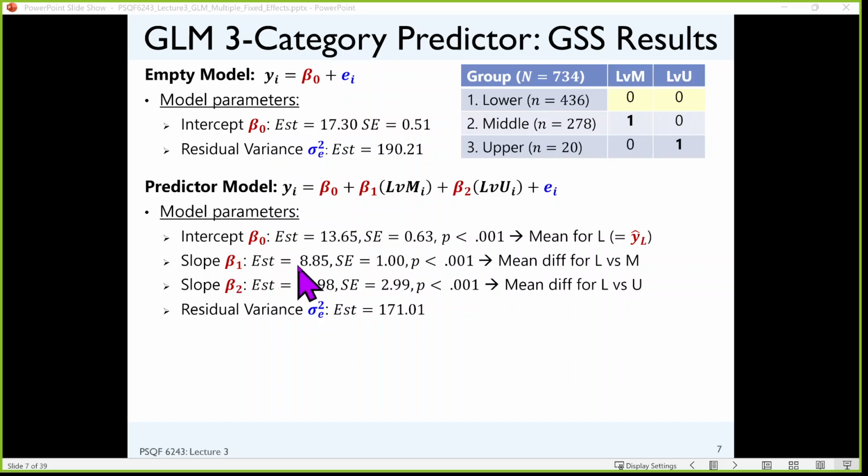So that's a result we would not typically care about in terms of significance. Slope 1 was estimated as 8.85. Slope 1 tells us how the middle group differs from the lower group, specifically because this other variable is still in here helping to differentiate the two kinds of zeros. The standard error for slope 1 is 1. So on average, we would expect this mean difference of how middle differs from lower to vary by 1 across samples relative to the population mean. Now this is p less than 0.0001.